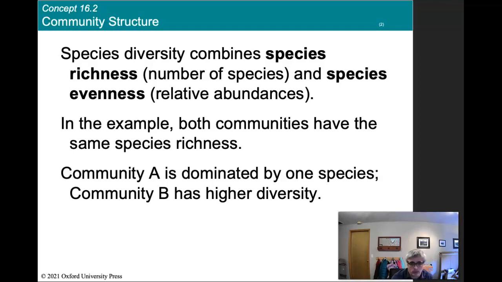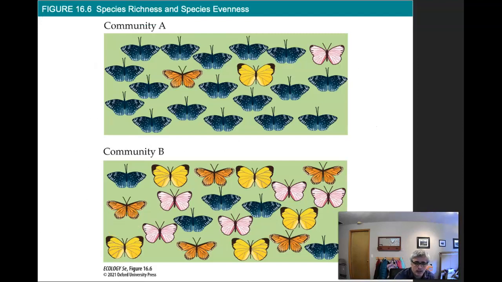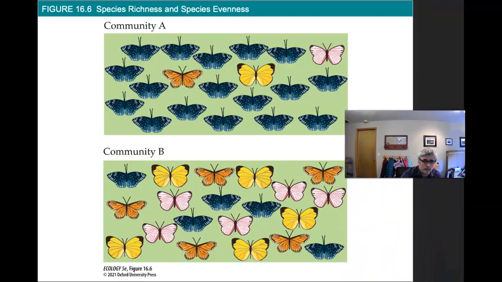Okay, sorry, I'll jump to the next slide here. So we've got 2 communities. They have the same number of species. So when we're looking at species richness, it's the same. Both have 4 species indicated by the different colors of butterflies. So we have a species richness of 4. Here we've got 1, 2, 3, 4 species, same species richness.